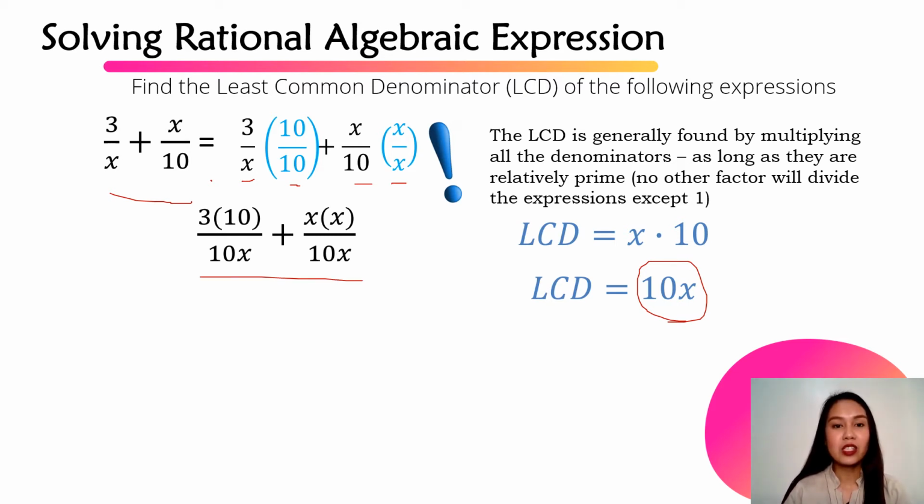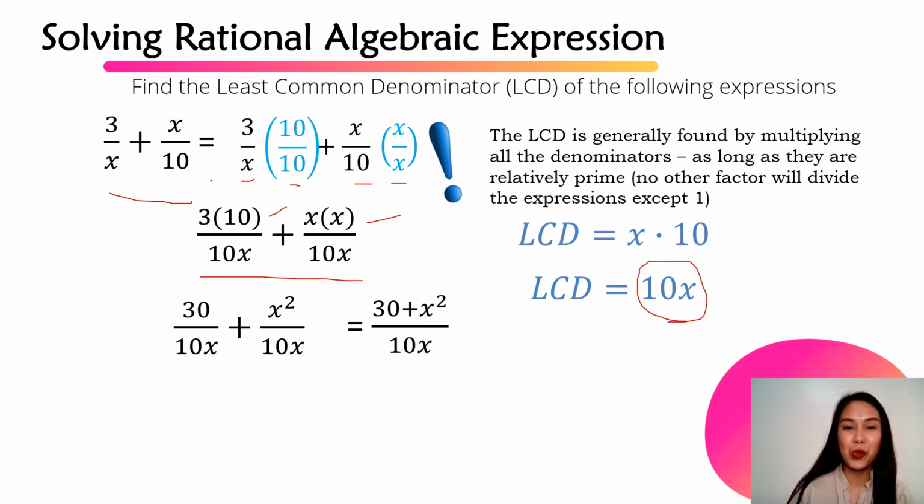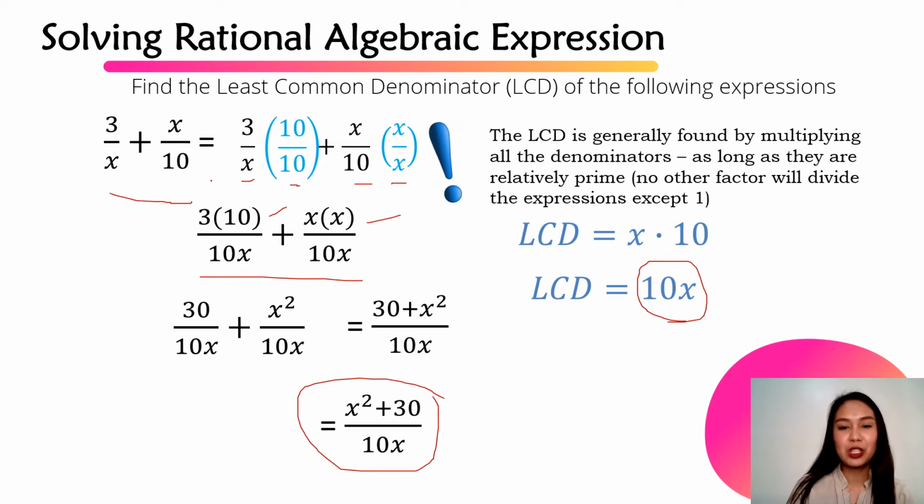Now, as you can see on this part of the solution, we have the same denominator, which is 10x. Now, we just have to simplify the numerators. 3 times 10 gives you 30, and x times x gives you x squared. Since the two fractions have the same denominator, we can simplify it as 30 plus x squared, or we can write it in standard form, which is x squared plus 30 over 10x. Now, this becomes a quadratic expression from a rational algebraic expression.